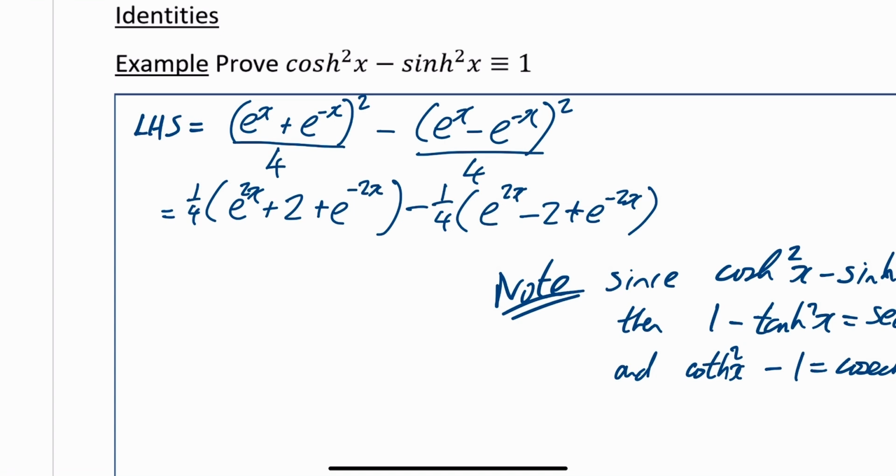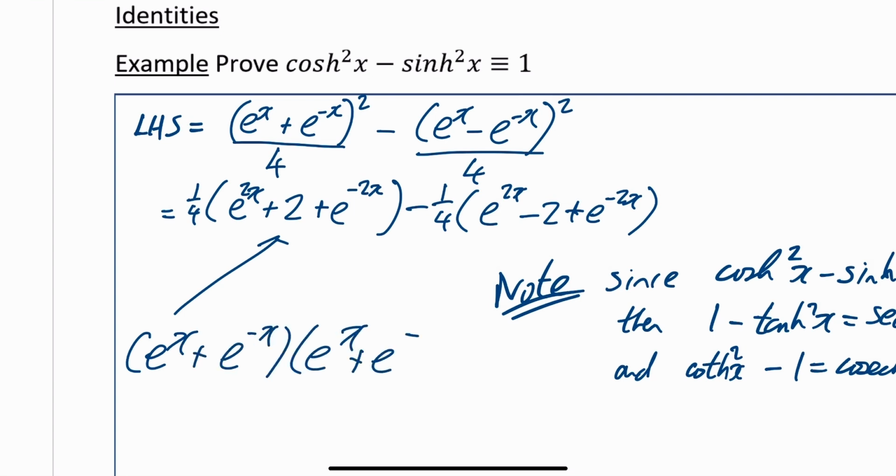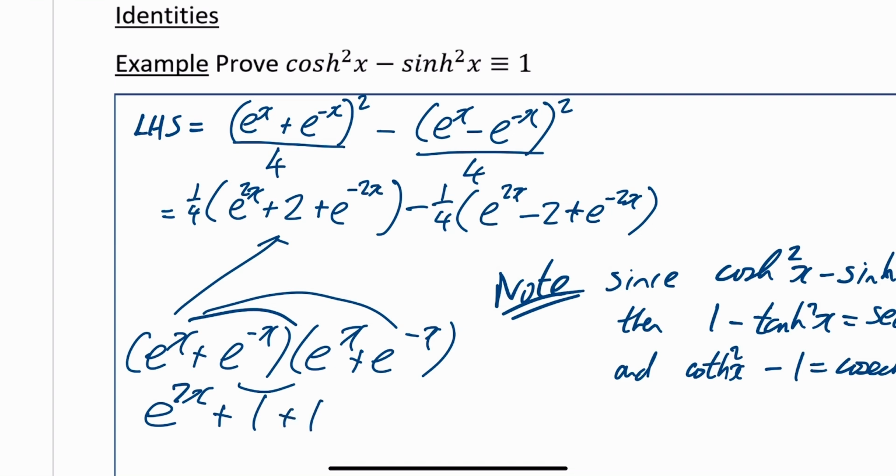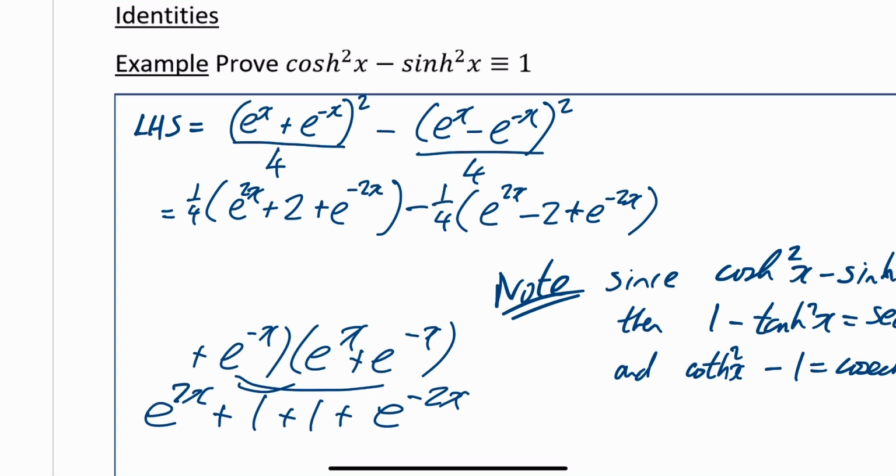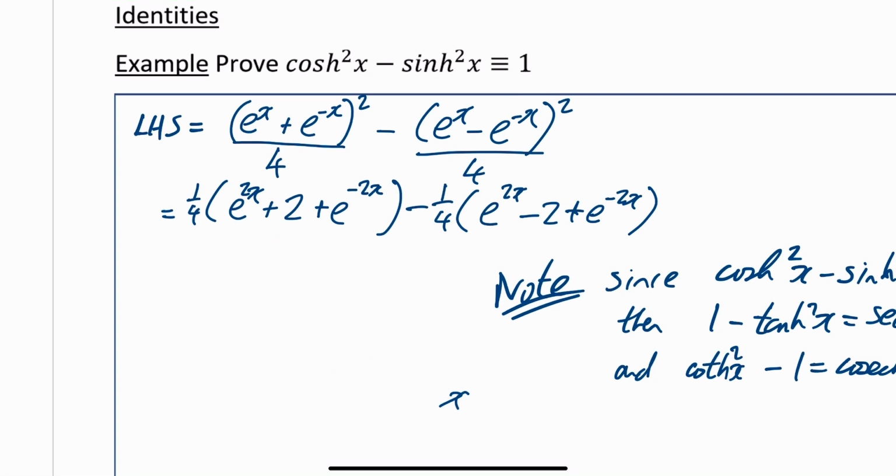Right, I'm just going to show you where this 2 comes from. This might have confused you a wee bit. If we did this out the long way, you've got your e to the x times e to the x, that's going to be e to the 2x. And then you've got e to the x times e to the minus x, that would just be a 1. Likewise, you've got that again, that's another 1. And then the last one, that's going to be e to the minus 2x. So you can see where that 2 comes from. Similar on the other one. If you did that out the long way, I sort of skipped that out there. Apologies. And okay, all we have to do now is tidy this up.